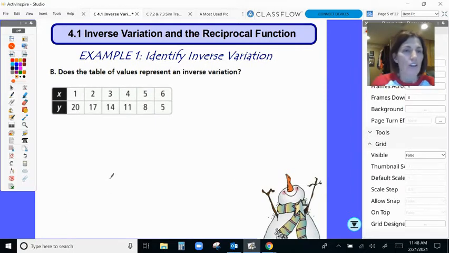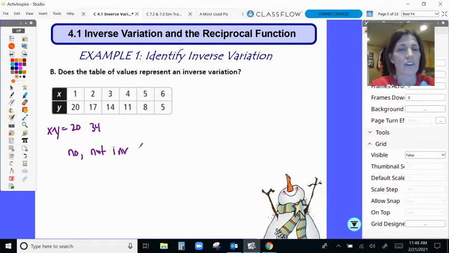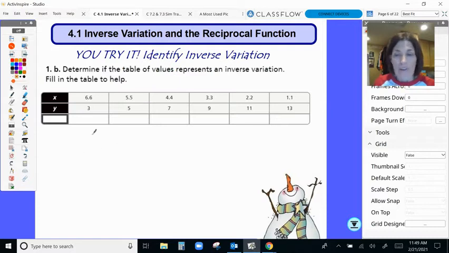What about this guy here? X times y in this case right here is 20. This is 34. So we can immediately stop right there and say, no, this is not inverse variation, because x times y is not the same number every time. It's not constant. This other one, 6.6 times 3 is 19.8, and 5.5 times 5 is 27.5. And so again, no, it's not inverse variation.